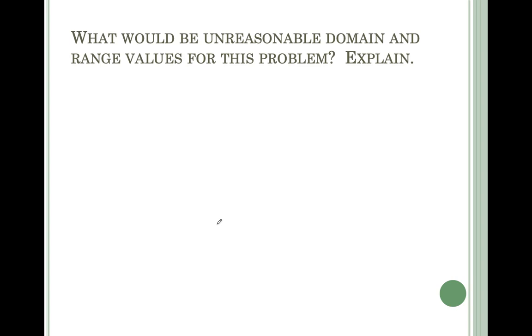And then I already explained this a little bit. The unreasonable domain and range values would be negatives because you can't purchase a negative number of CDs, and you can spend a negative amount of money if you borrow money, but in this scenario, since you can't purchase negative CDs, you wouldn't have negative amounts of money.